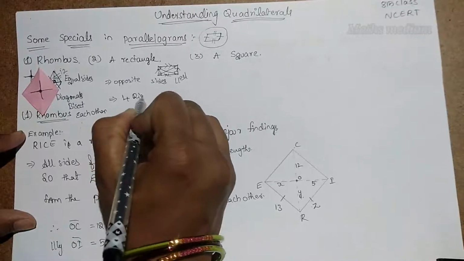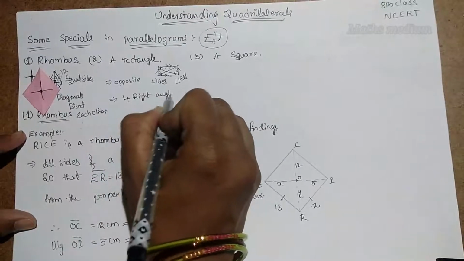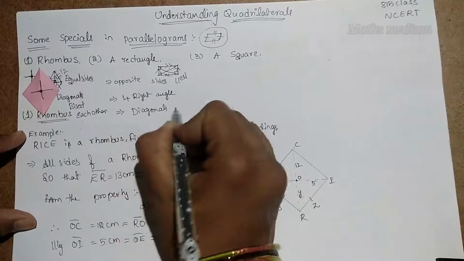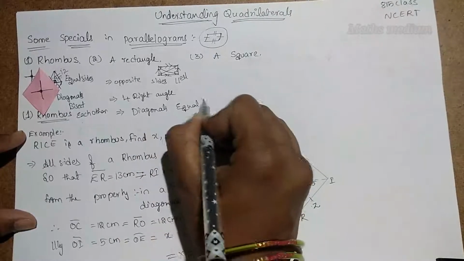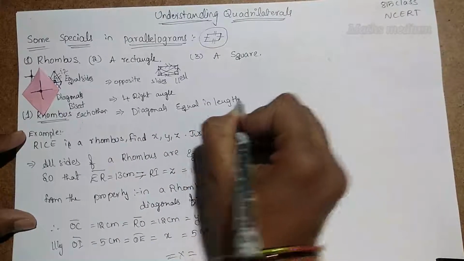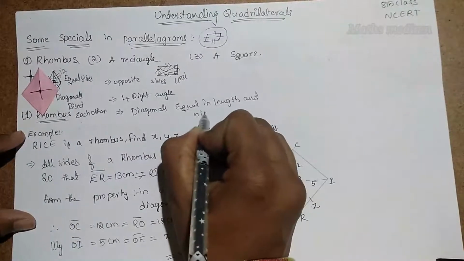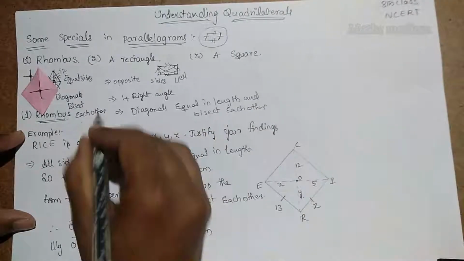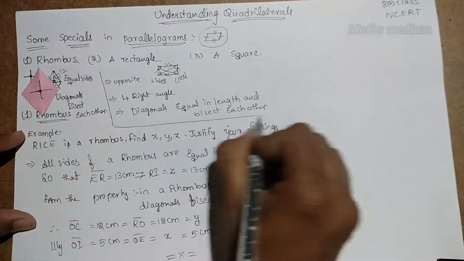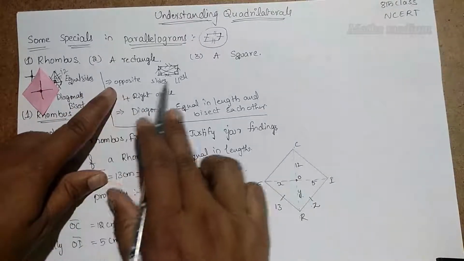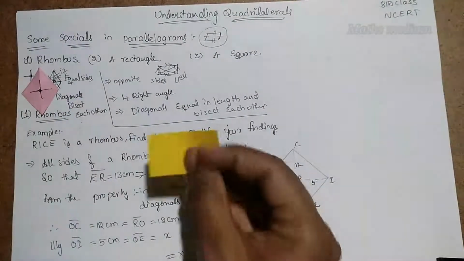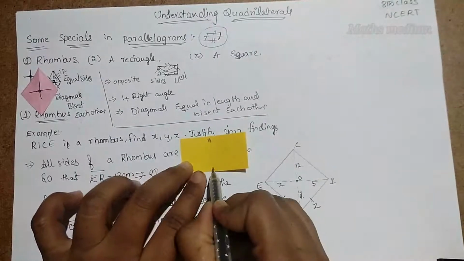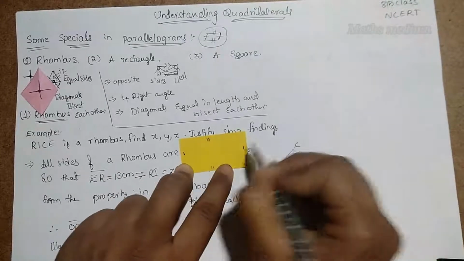4 right angles. And coming to the diagonals, equal in length and bisects each other. So here, a rectangle, if you take a rectangle for example like this, see here this side and this side are equal in length and this side also equal in length.